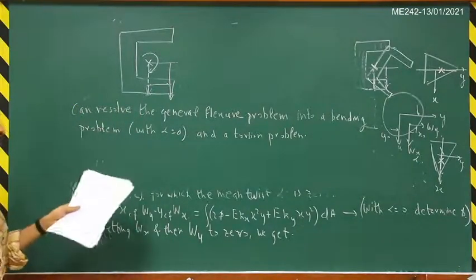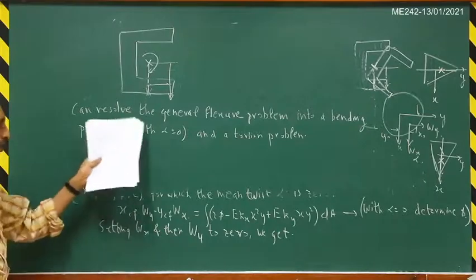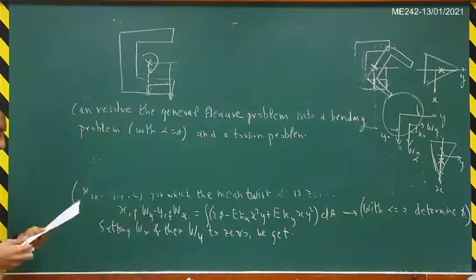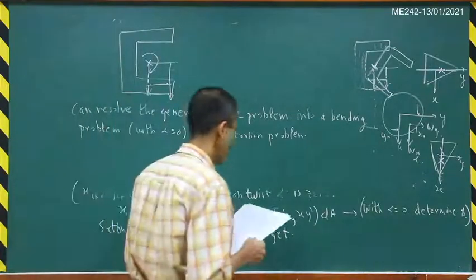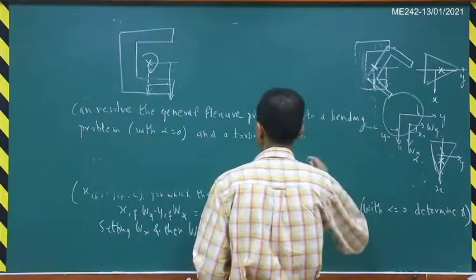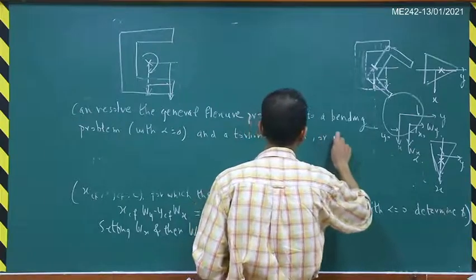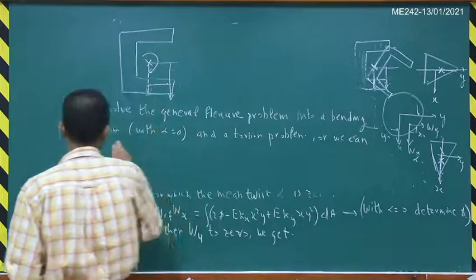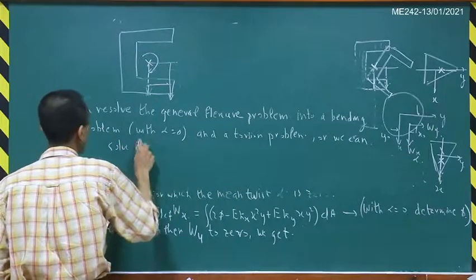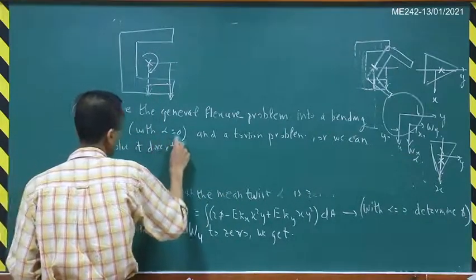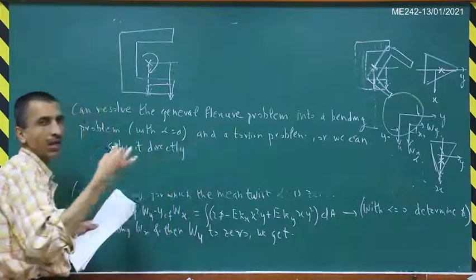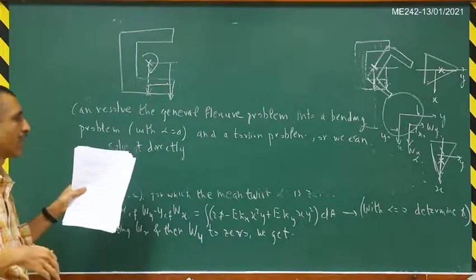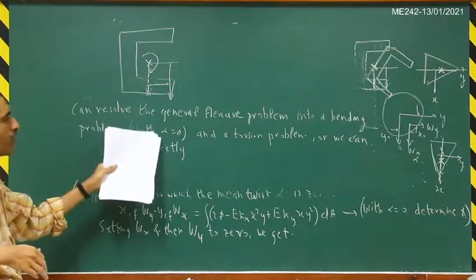So it depends. Whatever you find convenient, you can either solve a problem in this particular way or directly by this one here. So, the bending and the torsion problem, or we can solve it directly. I would prefer this direct approach, because then you don't need to do this splitting into bending and torsion. But physically it helps to visualize what is happening.